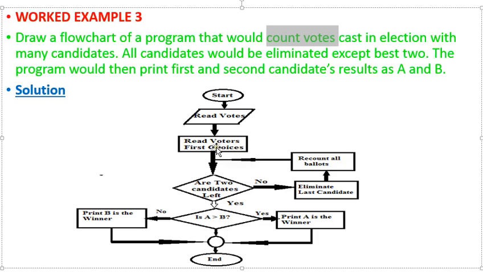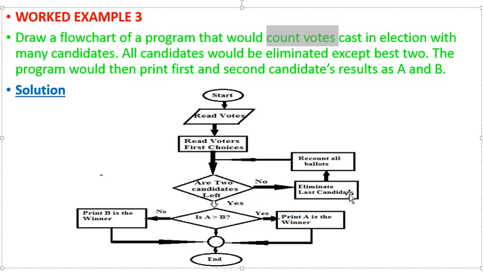Then after it does that, it will come and say, okay, are two candidates left? Because it has taken the first choice of all the voters. Maybe we have 10 candidates and each one has a number of votes he has got. Of course, when it reads for the first time, definitely all the 10 candidates are there. Definitely the answer should be no. So if it is no, it will go and eliminate the last candidate. That is the one that has the smallest number of votes, which should be discarded.